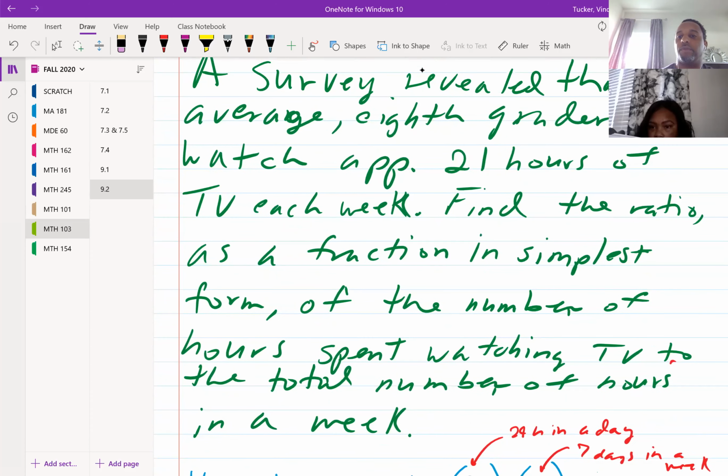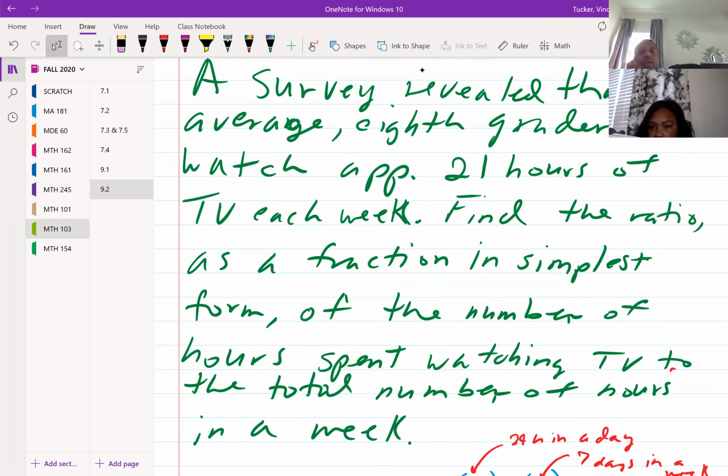All right. So next example. A survey revealed that on average, eighth graders watch approximately, APP was me shortening the word approximately, 21 hours of TV each week. Find the ratio as a fraction in simplest form of the number of hours spent watching TV to the total number of hours in a week.